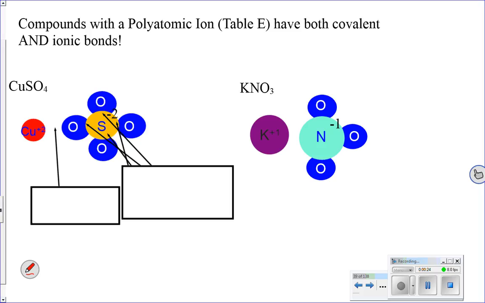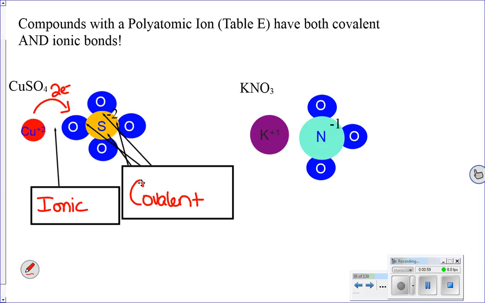So if you look at one of these molecules, within the Table E ion, so if you look at sulfur and oxygen from copper sulfate, those are on the same side of the staircase. So there are covalent bonds between the sulfur and oxygen atoms. However, the copper is transferring 2 electrons over to that polyatomic ion, which is why that polyatomic ion has that -2 charge, and the copper has that +2 charge. So between those two pieces, you end up with an ionic bond.